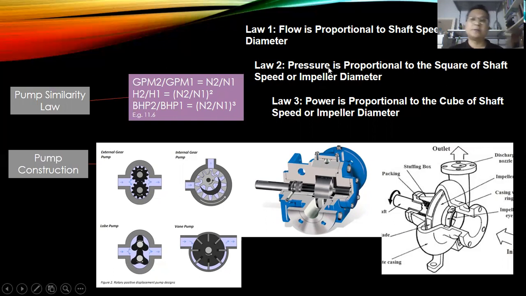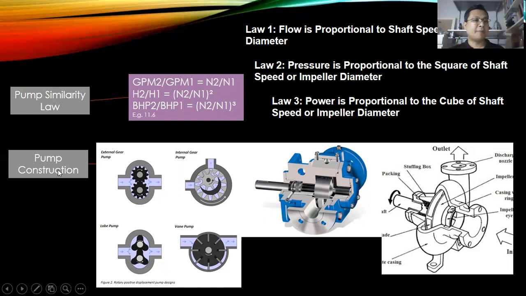P1 over P2 equals N1 over N2, squared. So it can be made into an equation relationship. And then the last one, law 3: power is proportional to the cube of shaft speed or impeller diameter. So again it is a comparison, with the pressure and the diameter of the impeller.